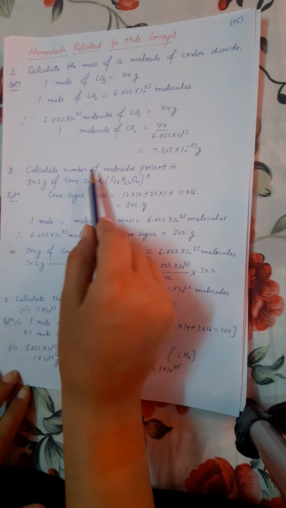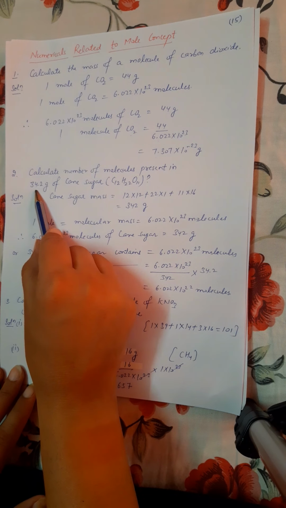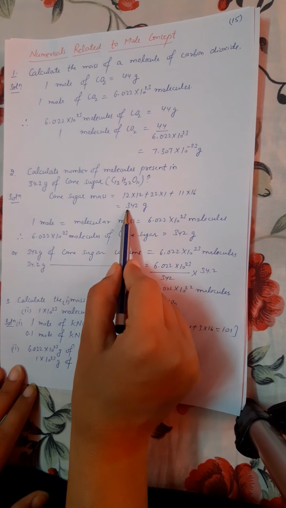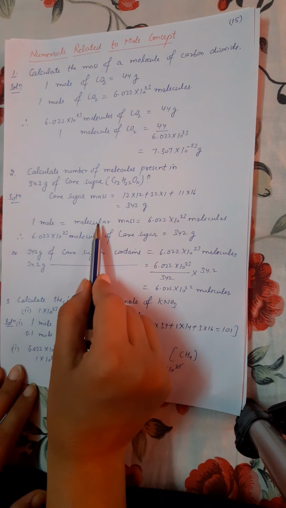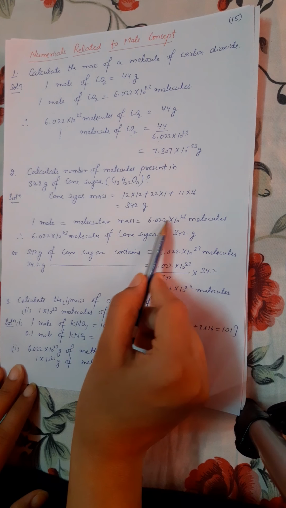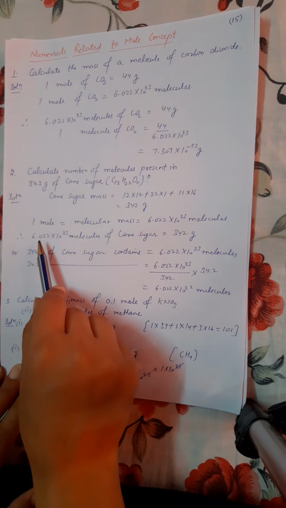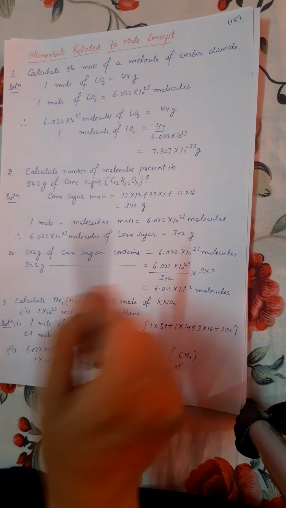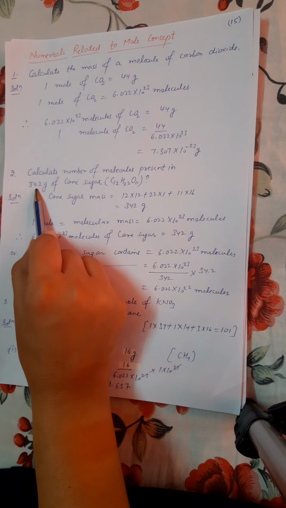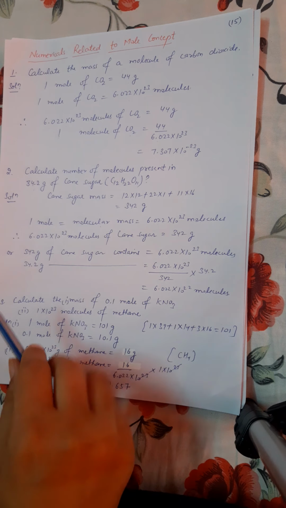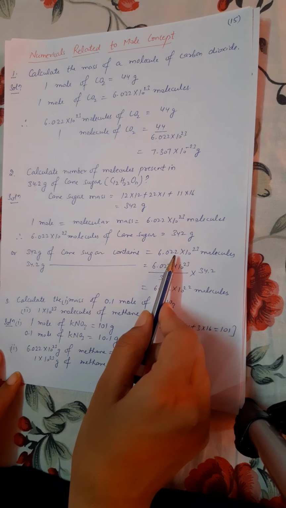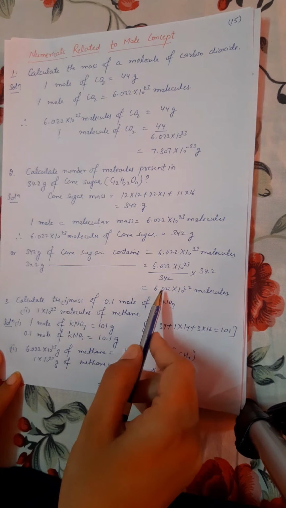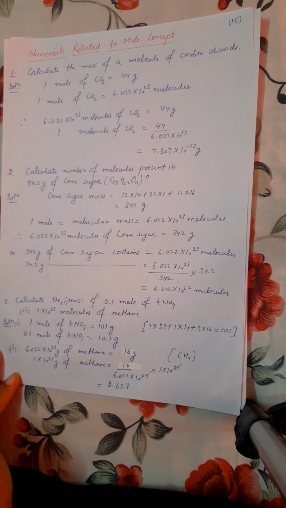Next is calculate the number of molecules present in 34.2 gram of cane sugar. First we will calculate the mass of cane sugar. It is 342. 1 mole is equal to molecular mass is equal to this many molecules. So 6.022 into 10 to the power 23 molecules किस में होते हैं 342 ग्राम में. We have to calculate 34.2 में कितने molecules होंगे. 342 में कितने मॉलिक्यूल्स हैं 6.02 इंटू 10 टू द पावर 23. 34.2 में कितने होंगे. We can calculate by unitary method.